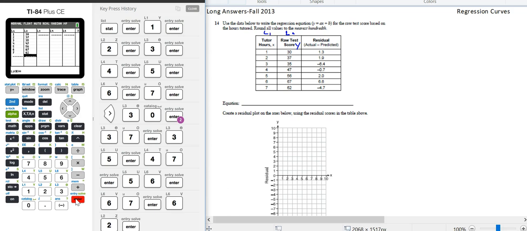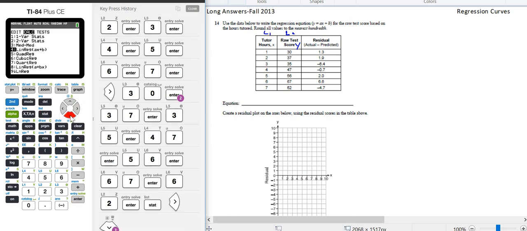Now we're going to press stat, right arrow to calc, scroll down to linear regression, ax plus b, press enter. Our x list is L1, our y list is L2, that's correct. We don't have a frequency list. We don't need to store the regression equation because we don't care how it looks when it's graphed. All we care about is the equation. We're going to scroll down to calculate and press enter.